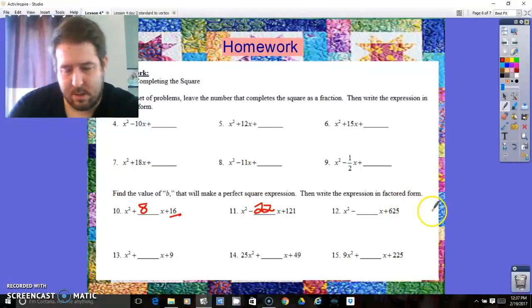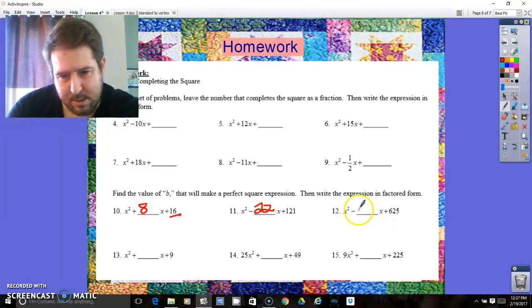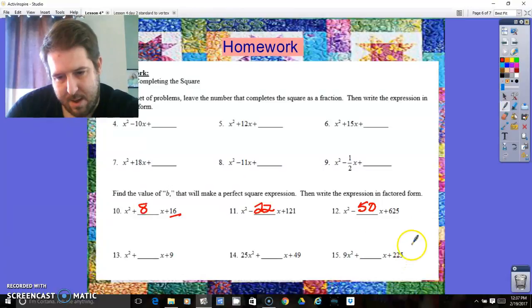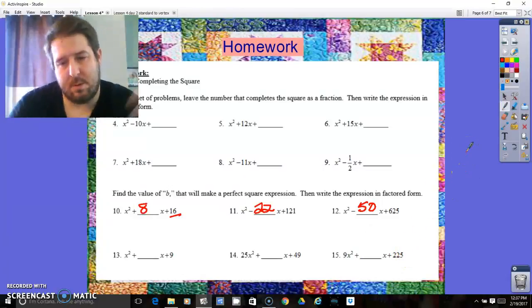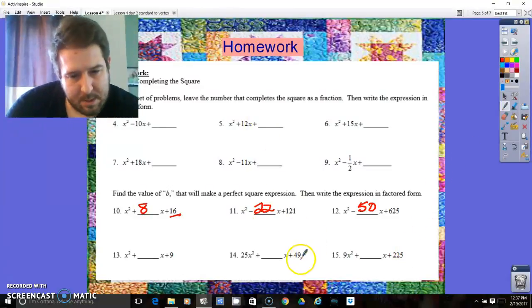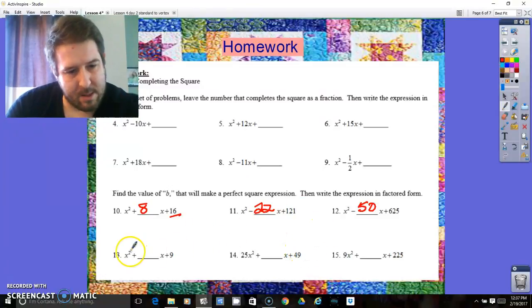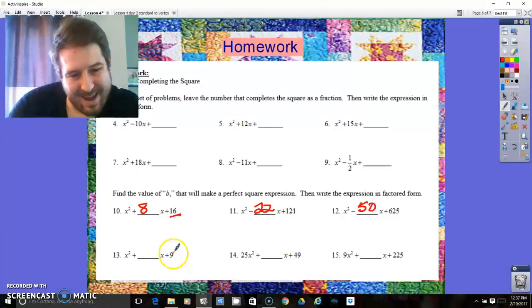625 is, I believe, 25 squared, so 25 times itself is 50. 225 is, oh, I'm going to use that calculator, I guess. Well, let me look at this one. Now we've got leading coefficients. So this one is 9. So that'd be 3 times 2 would be 6.